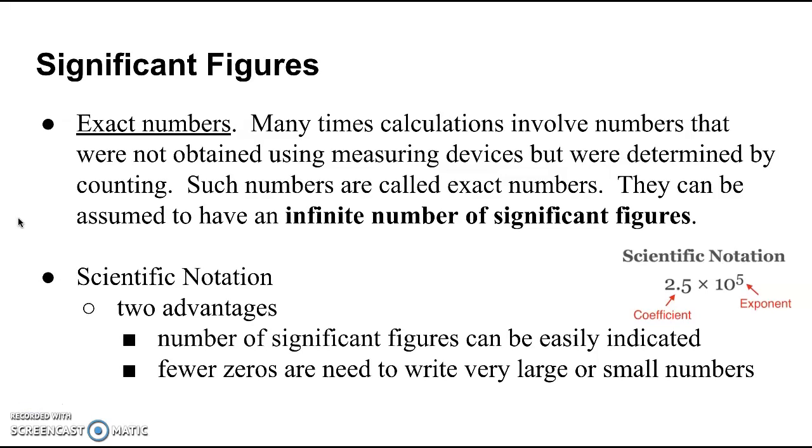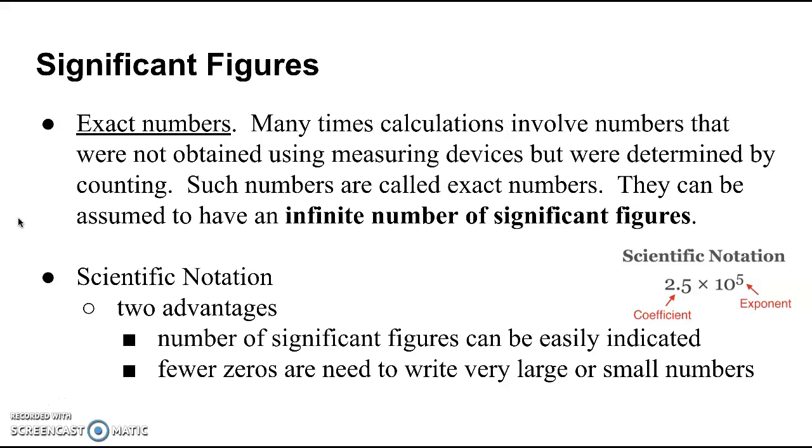Then you also have things called exact numbers. You can kind of think of exact numbers as when you count something. Many times calculations involve numbers that were not obtained using measuring devices but were determined by counting. Such numbers are called exact numbers, and they can be assumed to have an infinite number of significant figures. So if you simply just count something instead of measure something, then that has an infinite number of significant figures, and it's not going to limit your calculation.